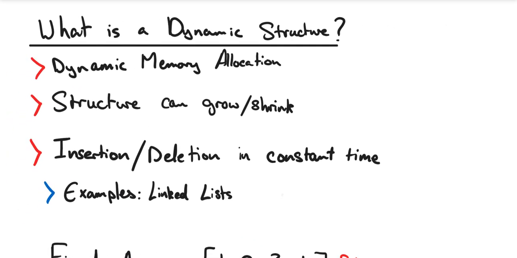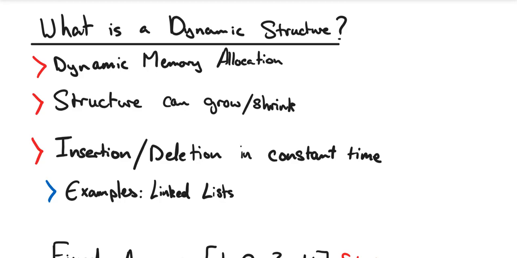So firstly, what is a dynamic data structure? A dynamic data structure is one that allocates memory at runtime, meaning it doesn't need to know its size ahead of time. This gives it the ability to grow or shrink as needed. This is different from a static array, where the size is fixed once it's created.